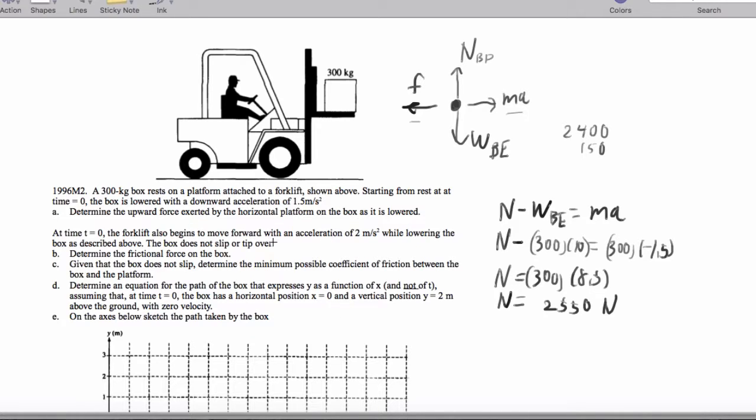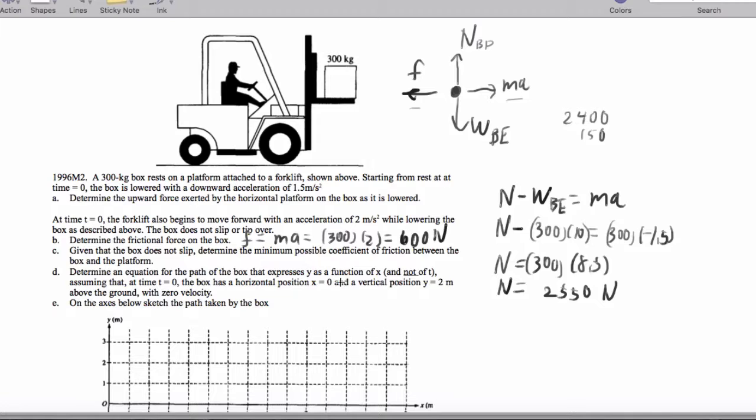Now it says the frictional force on the box, that's the part that balances the mass times the acceleration before it slips. So that's going to be 300 times 2, which is 600 newtons worth of frictional force so that the box doesn't slip relative to the platform.